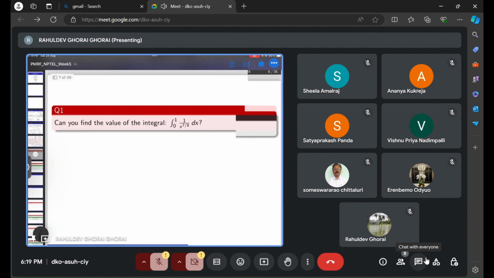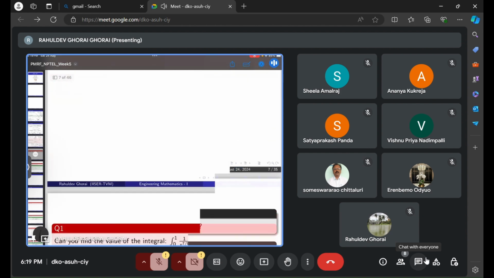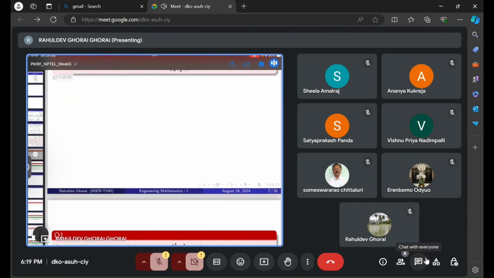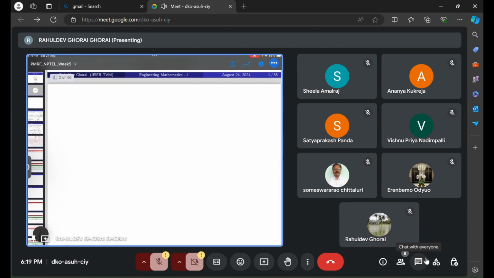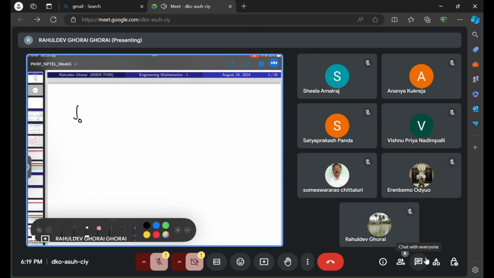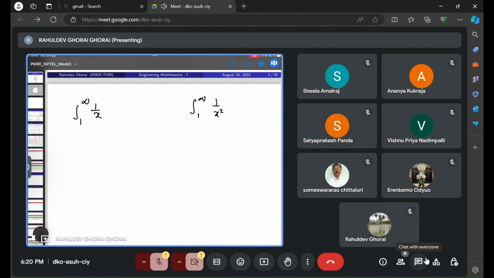See, so leave this example. So now let's do it on the first page. Okay. So if you have, let's say, 1 to infinity of 1 by x and 1 to infinity of 1 by x square. So both the integrals are improper integrals, right? Correct?